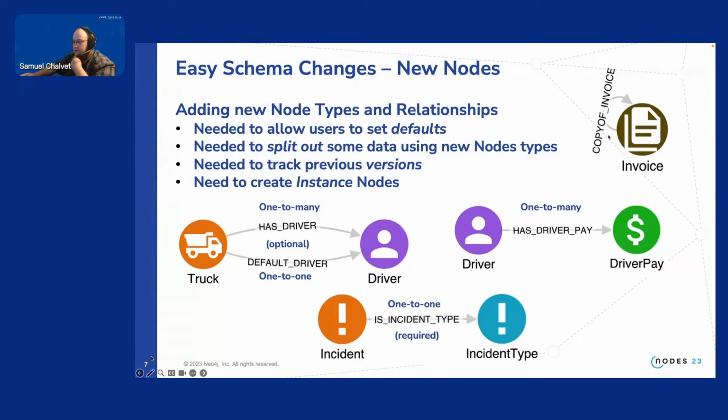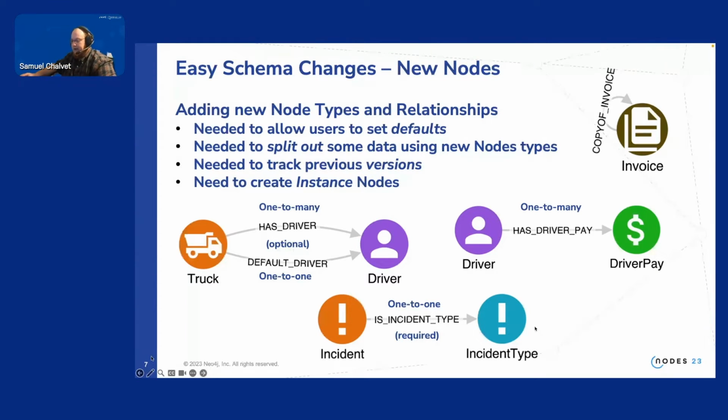Track previous versions: again, you just add a relationship from one invoice to another in this example. And then instance nodes can be really powerful in Neo4j, where in this case an incident is a type of incident, and so all your props are stored here, and there might be some individual props pertaining to that incident here, and this is just an instance of that node.